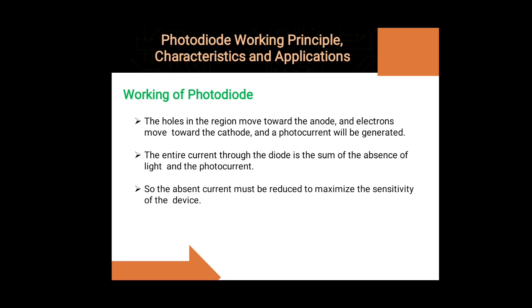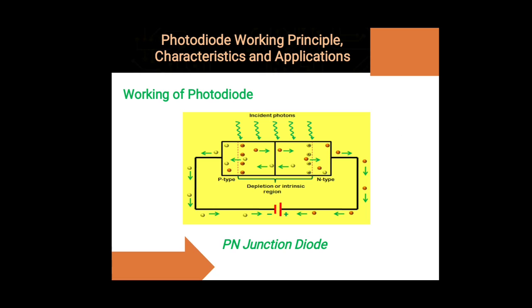The holes move towards the anode, and electrons move towards the cathode, and the photocurrent will be generated. So the entire current through the diode is the sum of the dark current, the absence of light, and the photocurrent. The dark current must be reduced to maximize the sensitivity of the device. So this is the construction and working.